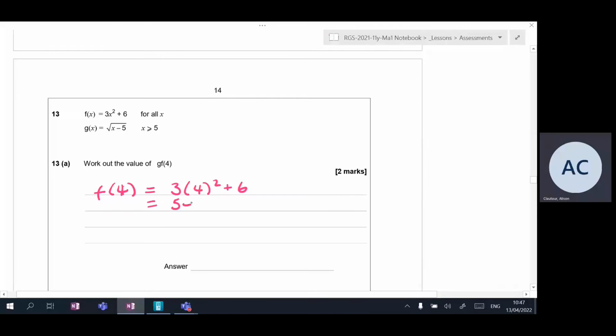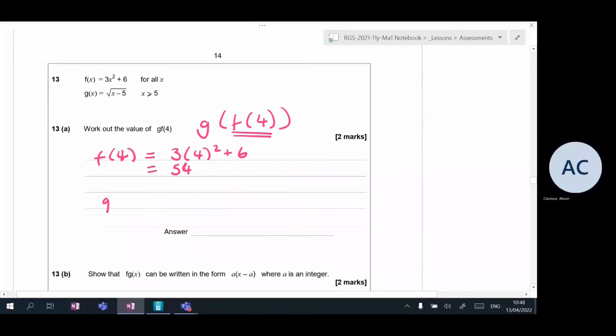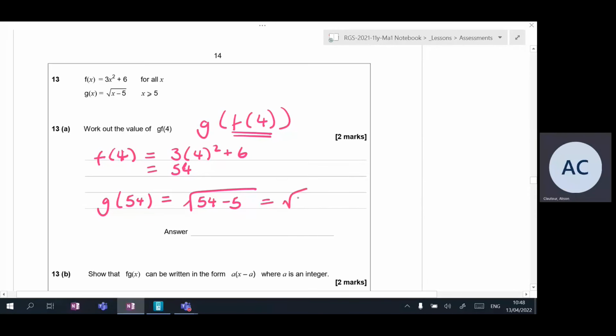Okay, and then when you've got your answer to that, so that's 54, then we're subbing 54 into G. So it's like G of F of 4. So we've worked out that part there. So we're putting the 54 into G. So 54, take away 5 and square root it is the square root of 49.